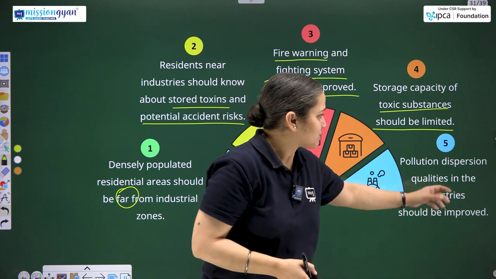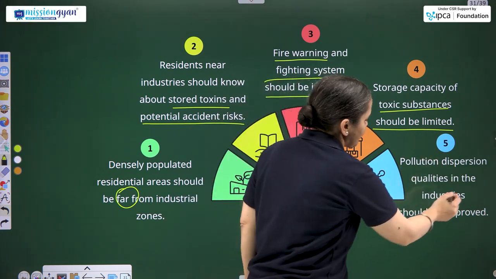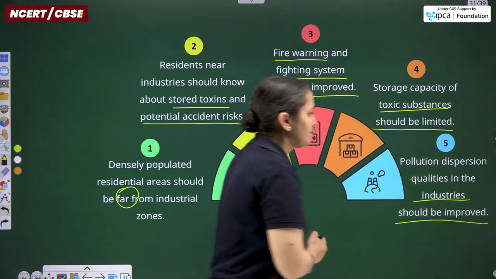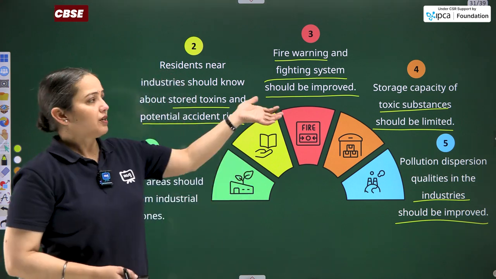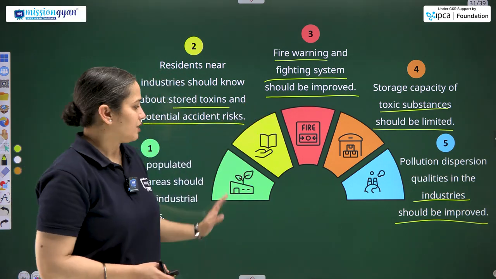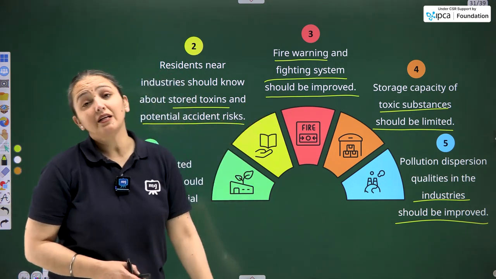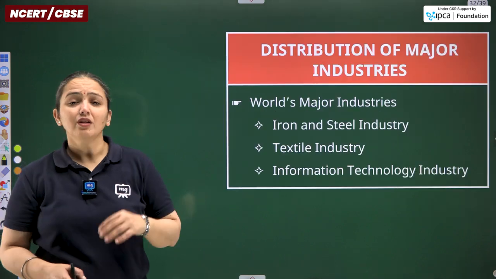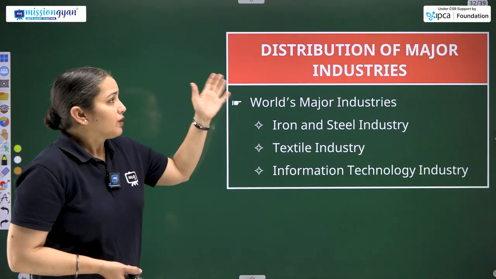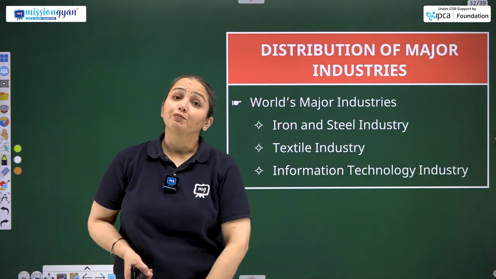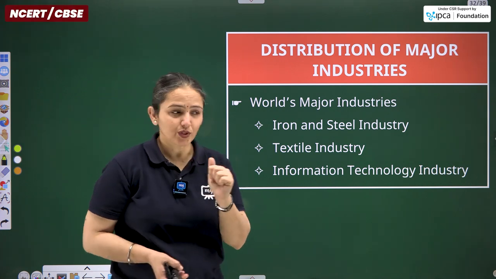And moving to the last one, pollution dispersion qualities in the industry should be improved. So these are the basic preventive measures you can consider in terms of any industrial disaster or industrial accident. Talking about now the distribution of major industries all over the world.